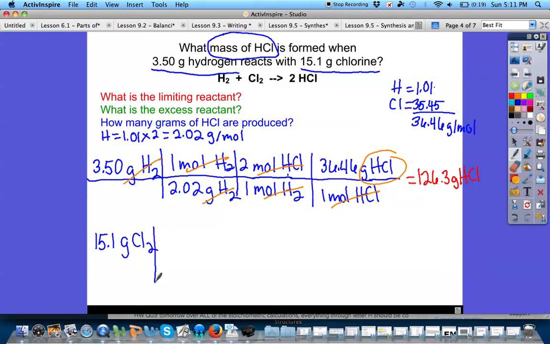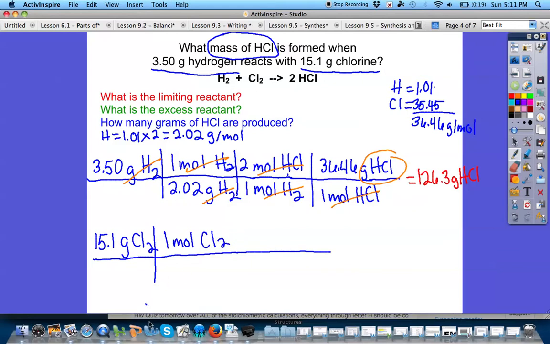So now we're going to do the same thing, only we're going to use chlorine as the reactant to start off this calculation. So we need to determine the molar mass of chlorine gas. Well, chlorine's average atomic mass is 35.45. We have 2 atoms, so we're going to multiply that by 2, and we're going to get 70.90 grams per mole. So we're going to put 70.90 grams of chlorine here on the bottom.